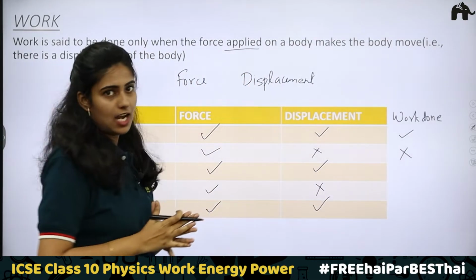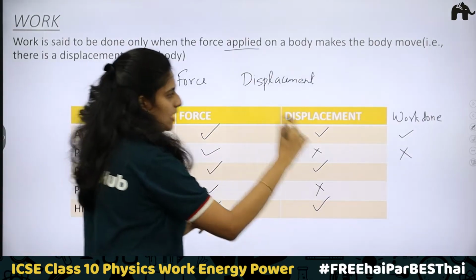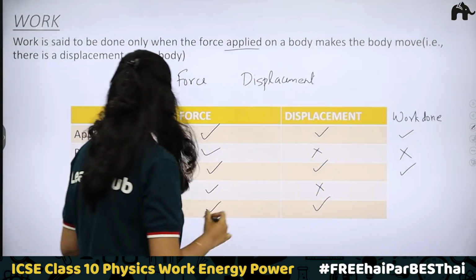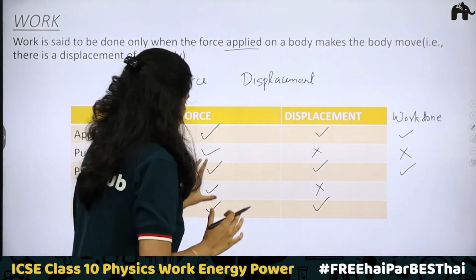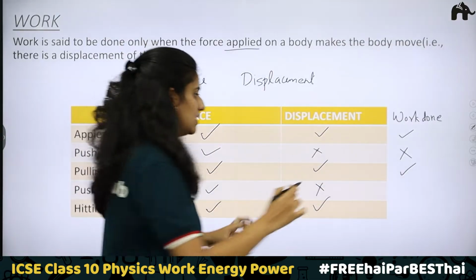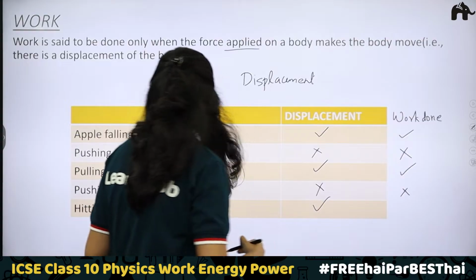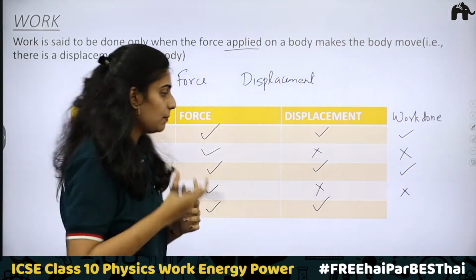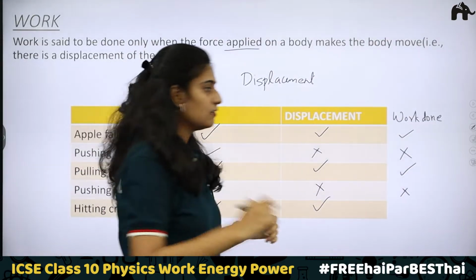Next is pulling a cart. Pulling a cart, there is force and there is displacement. There is work done. What about pushing a car? There is force, but there is no displacement. No work done. Hitting a cricket ball, force is being applied and there is displacement. Therefore, there is work done.